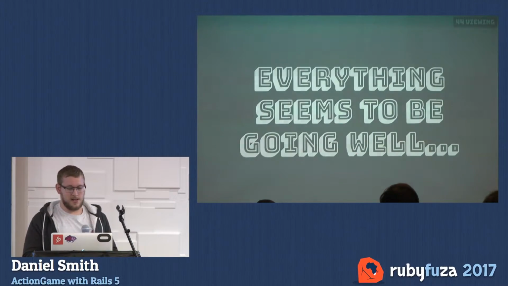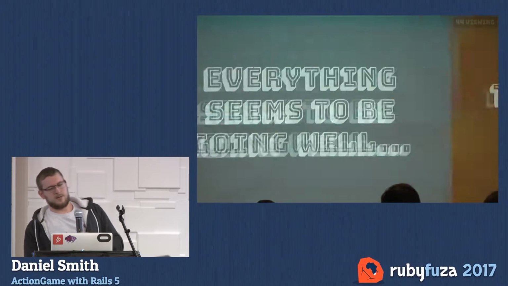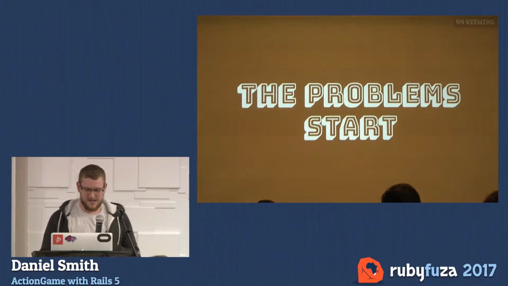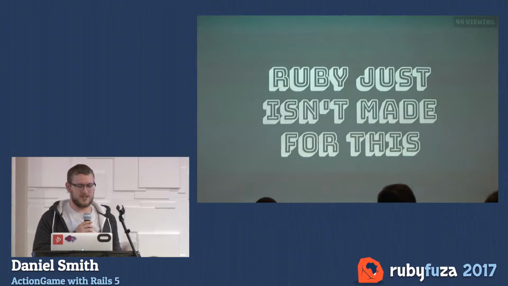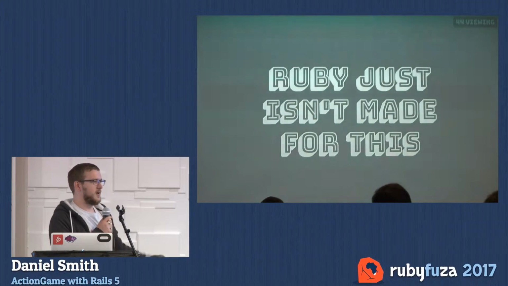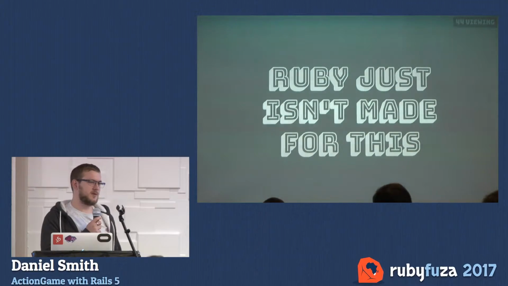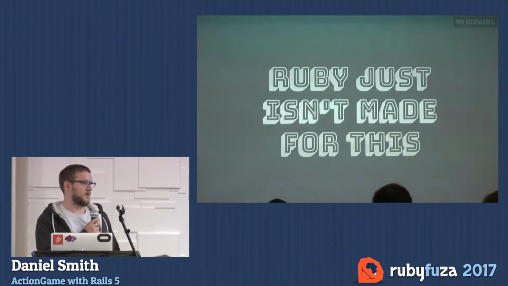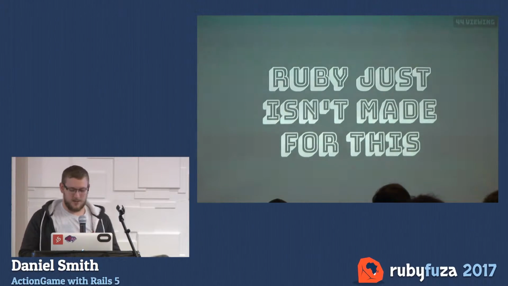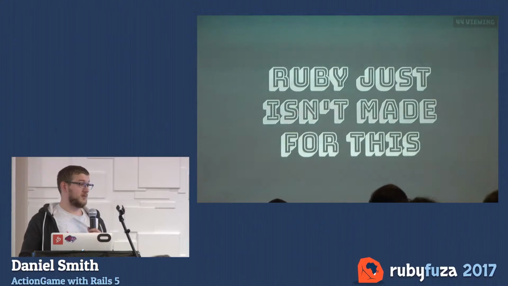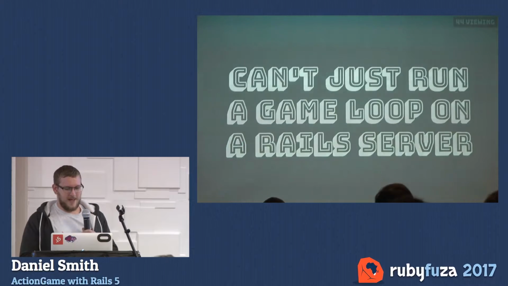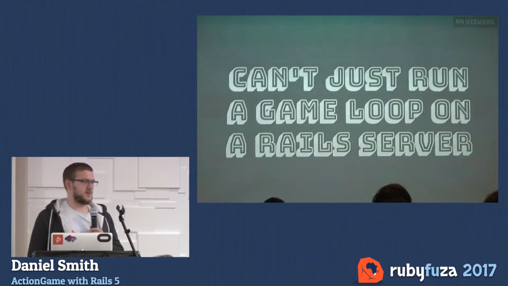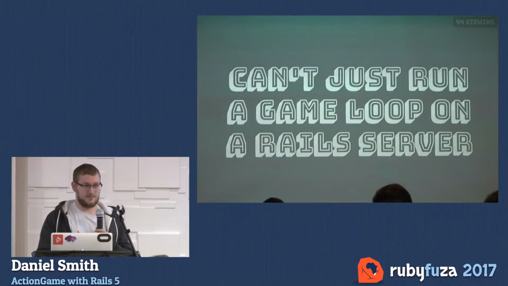And yeah, everything seems to be going well, and then the problems start. There were quite a few of them, actually. First of all, Ruby just isn't made for this. Last year I demoed that Mitsu game engine that I made, and maths on Ruby, difficult stuff. Running game loops on Ruby, difficult stuff. So you can't just run a game loop on a Rails server. I tried. It broke, man.